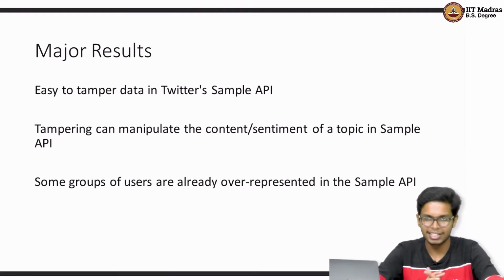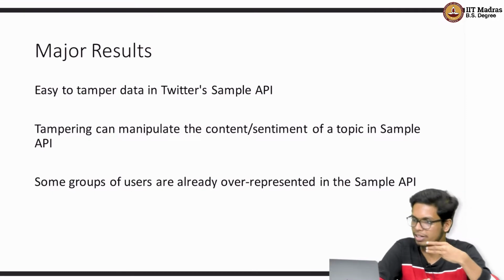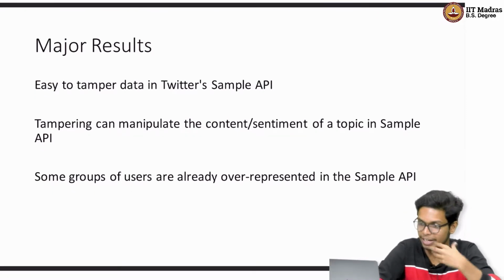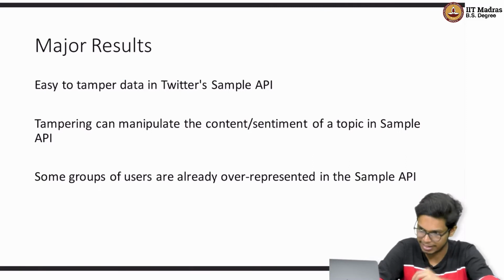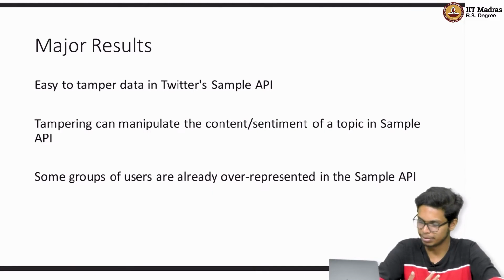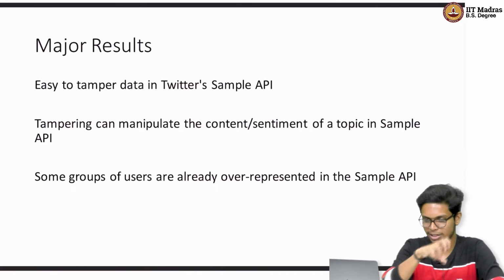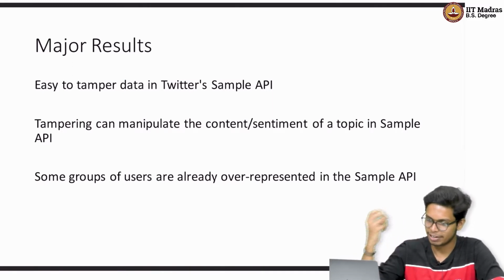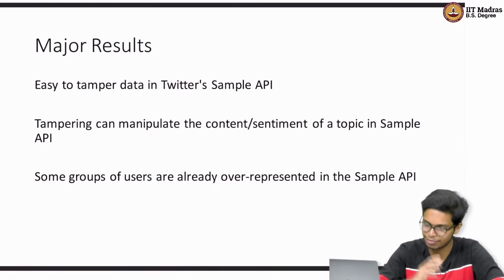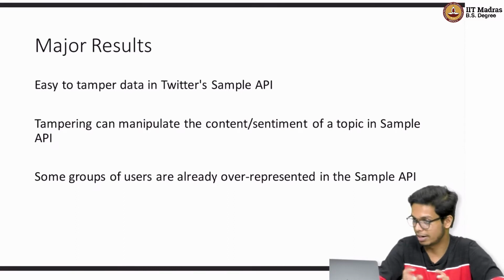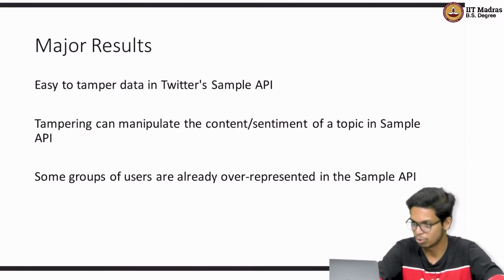So in a very high level overview, right, this paper gives you three important specific results that are very important for all social media data researchers and practitioners. First is that it is very easy to tamper data in Twitter sample API. Basically, I can dictate or I can govern what kinds of tweets Twitter will give someone else in their research if they are scraping tweets randomly. So it is not so random anymore, right?